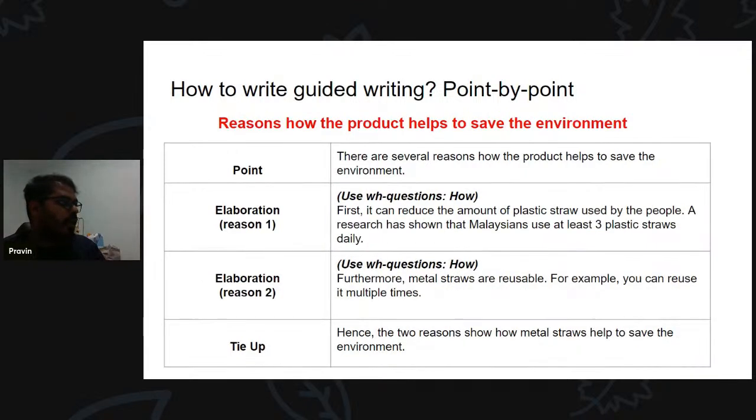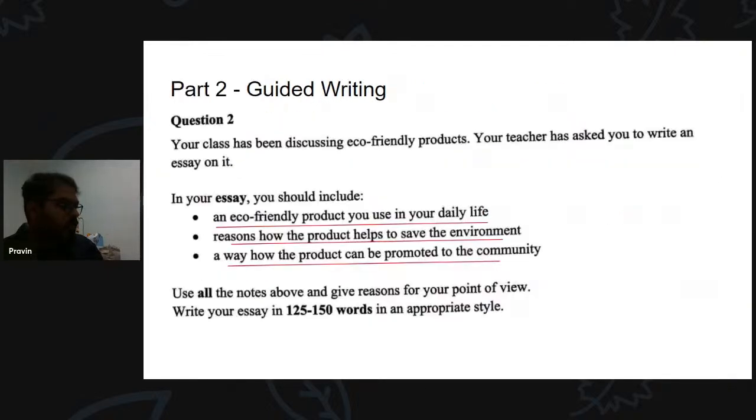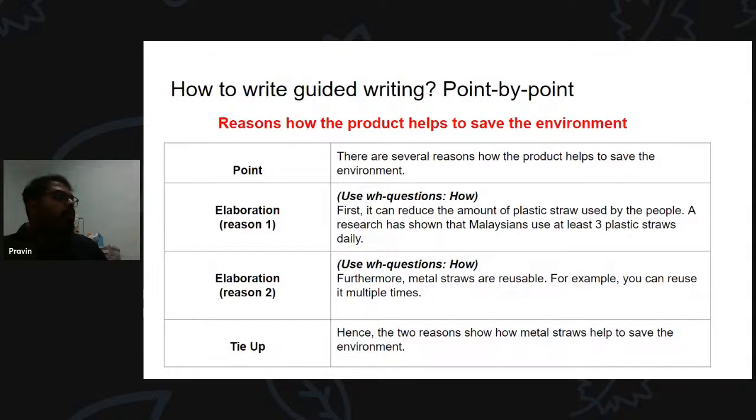So the second point, again, there are three things this question is asking you. So you already answered the first part. Now the second part, the reasons, so how the product helps to save the environment. So ayat permulaan saya: there are several reasons how the product helps to save the environment. Saya ambil daripada soalan sahaja.